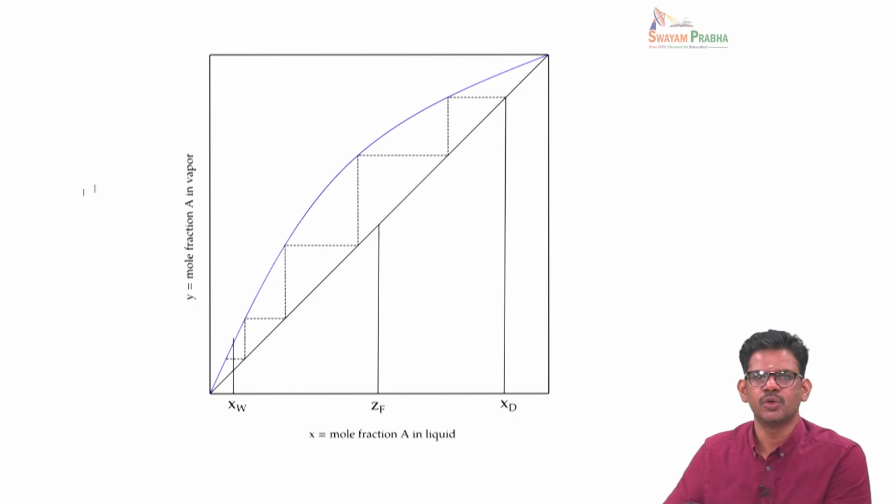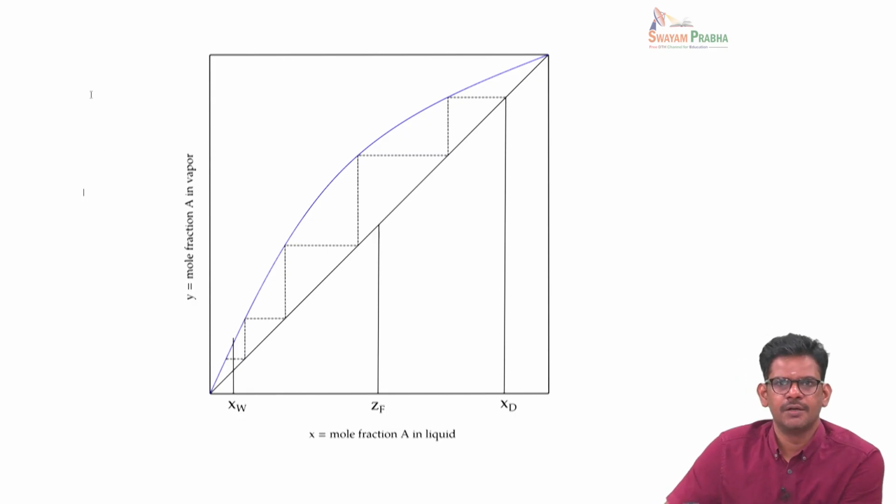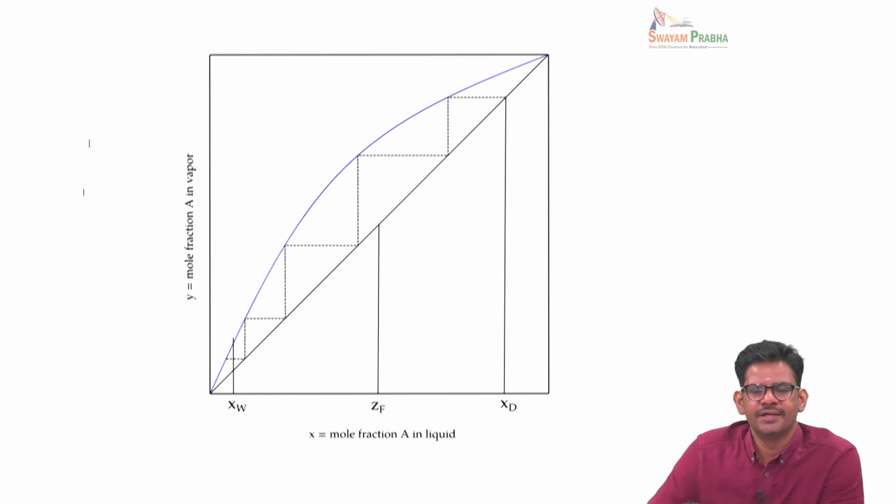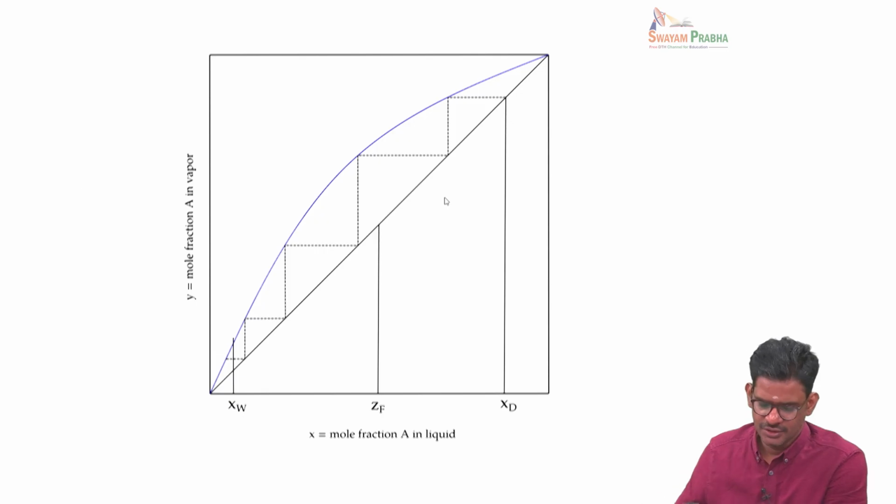So at total reflux, which corresponds to sending all the condensate back to the distillation column and no product is taken out, the operating line merges with the 45-degree line. So this is the 45-degree line, and both the enriching and exhausting operating lines coincide with this 45-degree line.